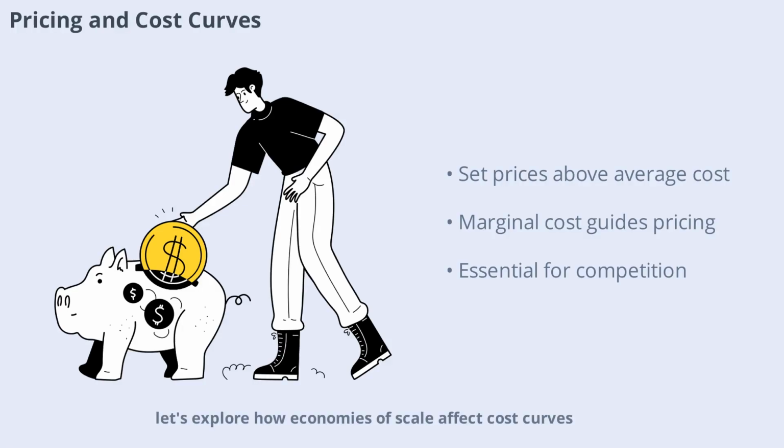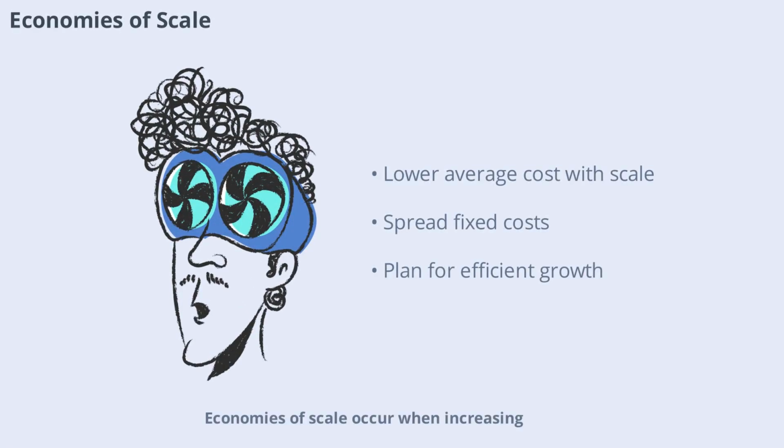Next, let's explore how economies of scale affect cost curves. Economies of scale occur when increasing production lowers the average cost per unit. This happens as fixed costs are spread over more units and operational efficiencies improve. The average cost curve reflects this by sloping downward at first. However, beyond a certain point, diseconomies of scale may set in, causing average costs to rise. Understanding this helps businesses plan for growth.